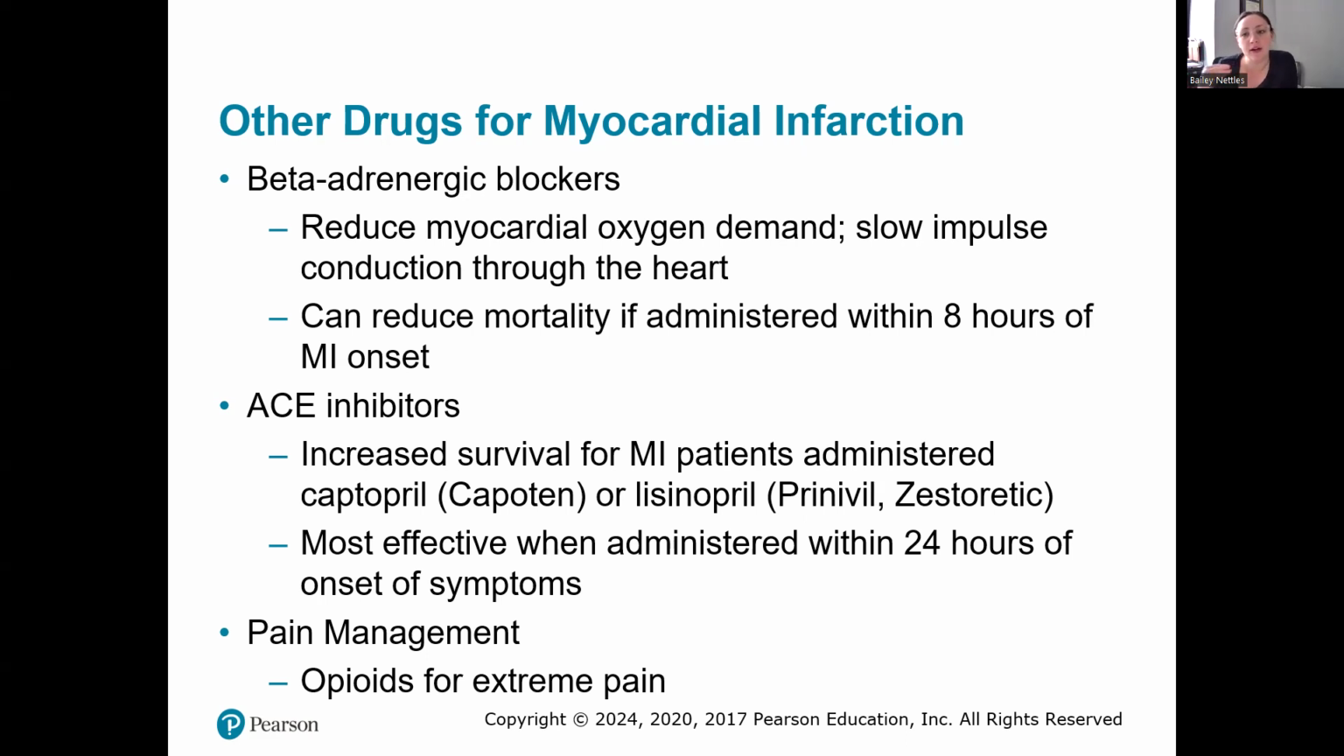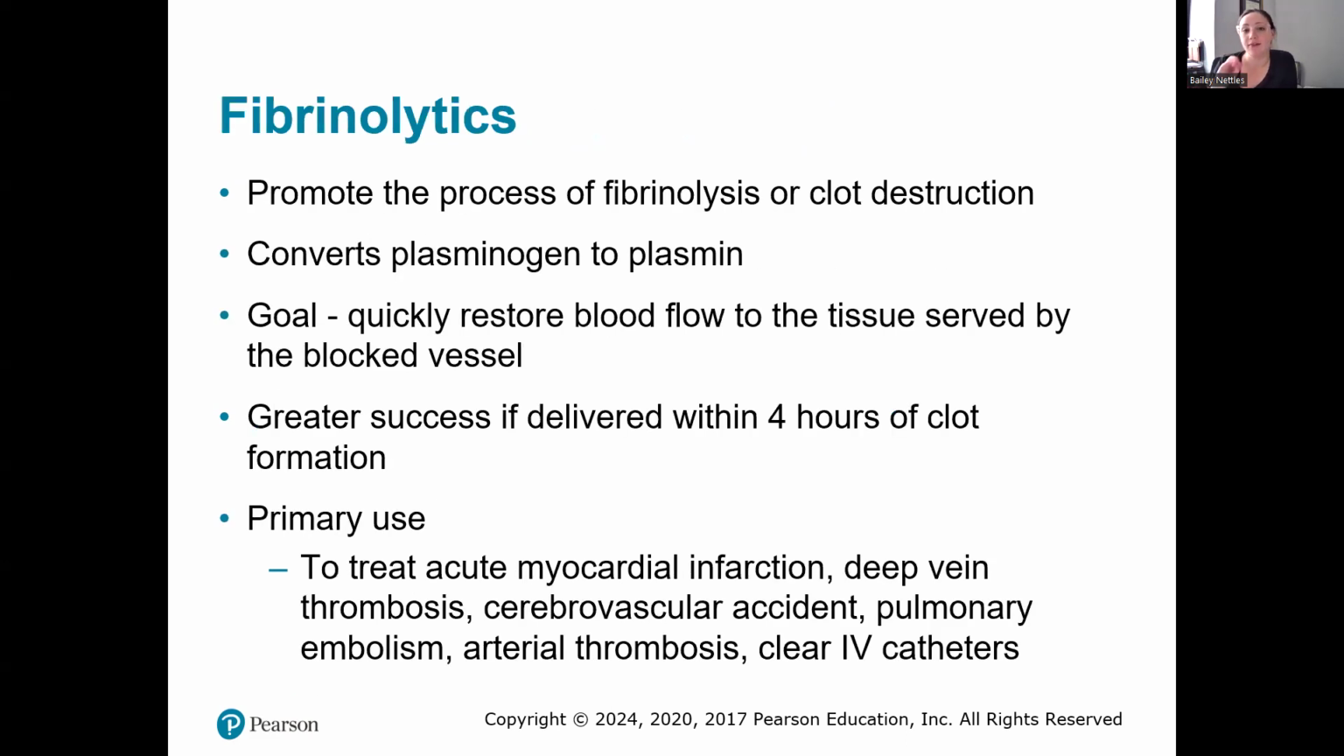All right, and then we're into more perfusion related emergencies. Fibrinolytics, we've already gone over these. We're just going to go over them again, okay? They promote the process of fibrinolysis and clot destruction, converting plasminogen to plasmin. They quickly restore blood flow to the tissues blocked by clots. Greater success is achieved within 4 hours of clot formation. We've talked about what they're used for. This is chapter 31. This is all you need to know. You've already done it because you did it for the MI. It's the same process. No need to do anything extra.